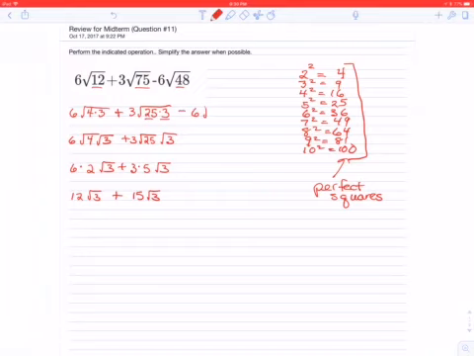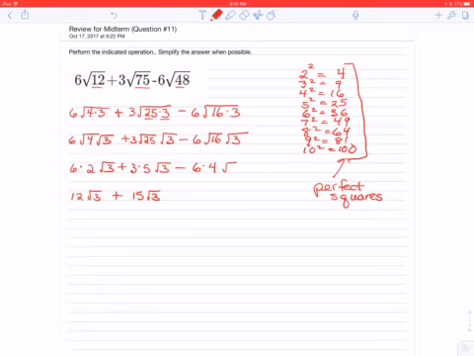minus 6. Now for 48, 4 does go evenly into 48, but it's not the largest perfect square that goes into 48. The largest one would be 16. 16 goes into 48 3 times. I'll bring the 6 down, and I'll break that radical up into separate radical factors. So the square root of 16 is 4. I'll bring down the square root of 3. So I have minus 24, the square root of 3.